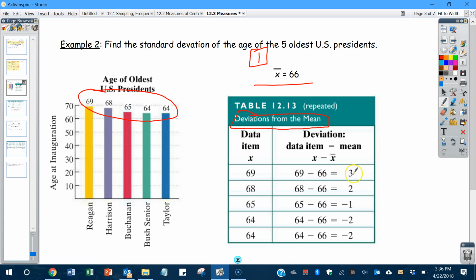So 69 is 3 units higher than the mean. 68 is 2 units higher than the mean. 65 is 1 unit less than the mean, and so on. It's not super exciting stuff, but that's kind of what these numbers mean and why we're interested in them. We call them deviations. How far away are they from the mean?